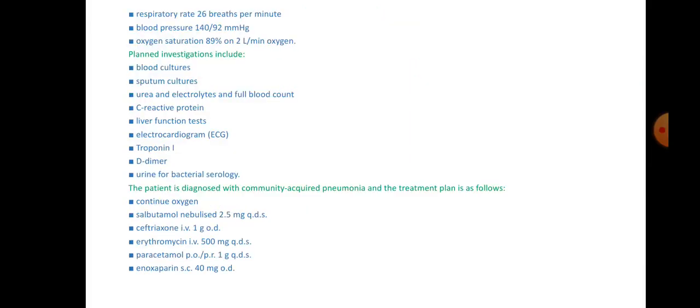Now there are investigations which we are planning. It would definitely be ECG, as she is cardiac compromised, liver function test, C-reactive protein, urine electrolytes and full blood count, sputum cultures, blood cultures, D-dimer, urine for bacterial serology, and troponin 1. The patient is diagnosed with community-acquired pneumonia and the treatment plan is as follows.